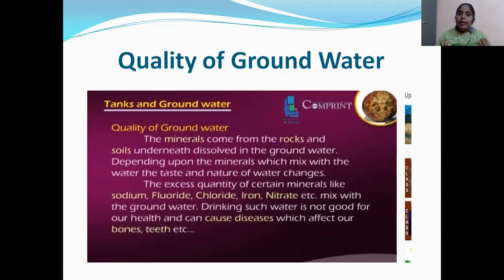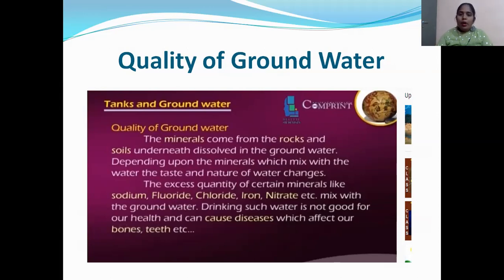And the soil, what do they contain, children? They are dissolved in the groundwater. So the rocks and the soil are dissolved in the groundwater, and depending upon the mineral which is mixed with the water, the taste and the nature of the water changes. So you find a different taste. Generally, the water you have here in your house will be somewhat different when you move to your villages and have the water there, isn't it? The taste differs. It depends upon the content of minerals mixed with the water. Is that clear to you, children?